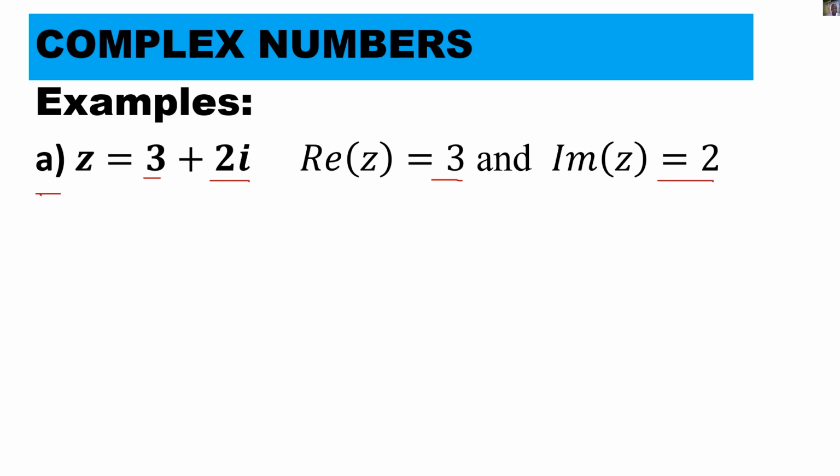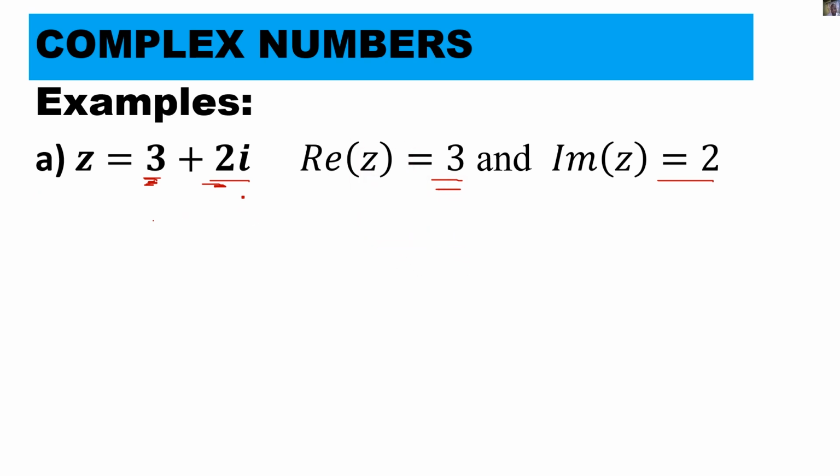You can see, if we have this complex number z equals 3 plus 2i, this 3 stands for a and 2 stands for b, since the complex number is of the form a plus bi. By comparing 3 plus 2i and the general form of a complex number, you can see that a equals 3 and b equals 2. Therefore, the real part equals 3 and the imaginary part equals 2.